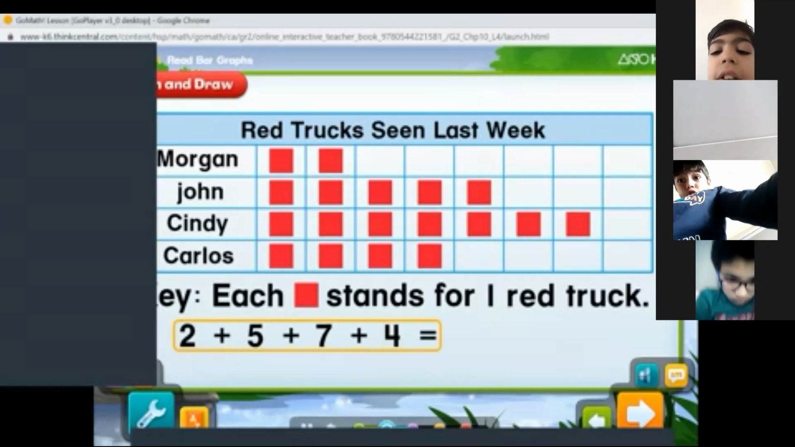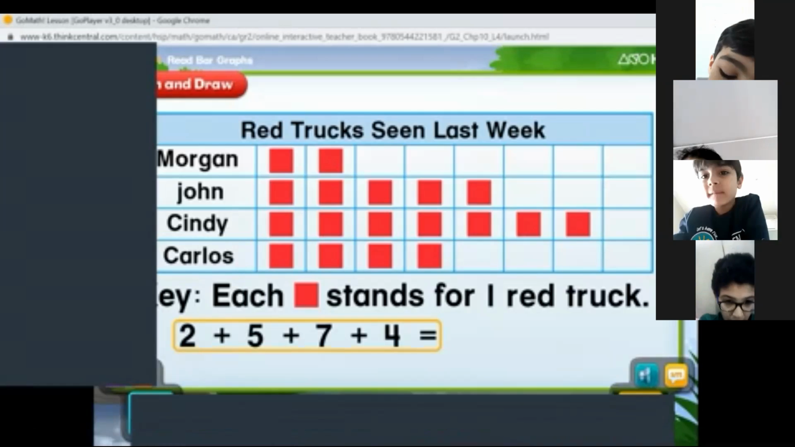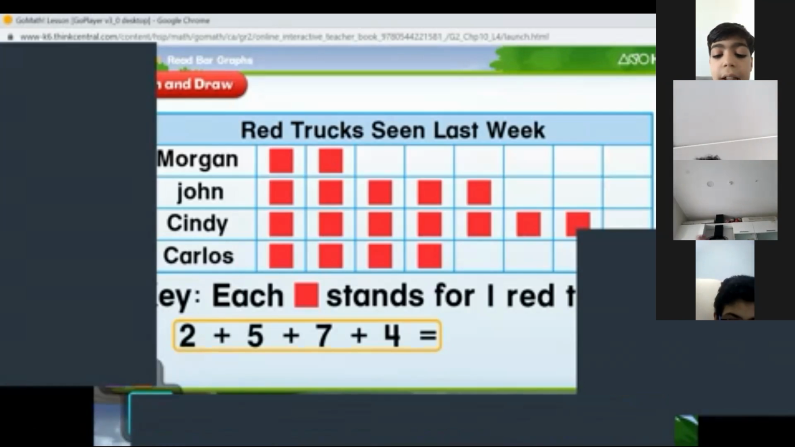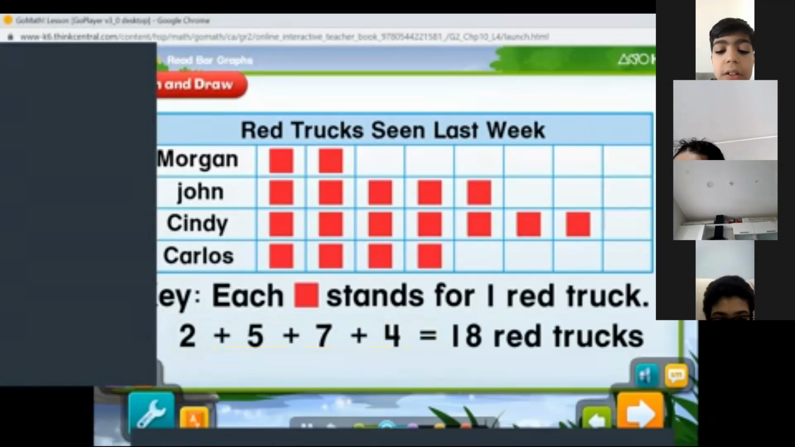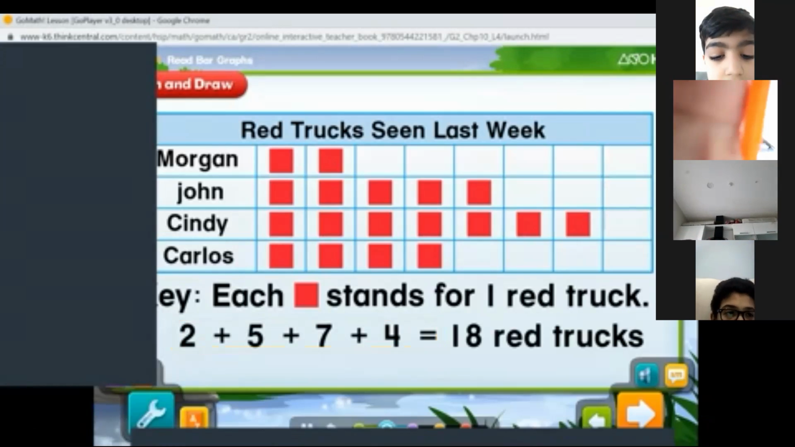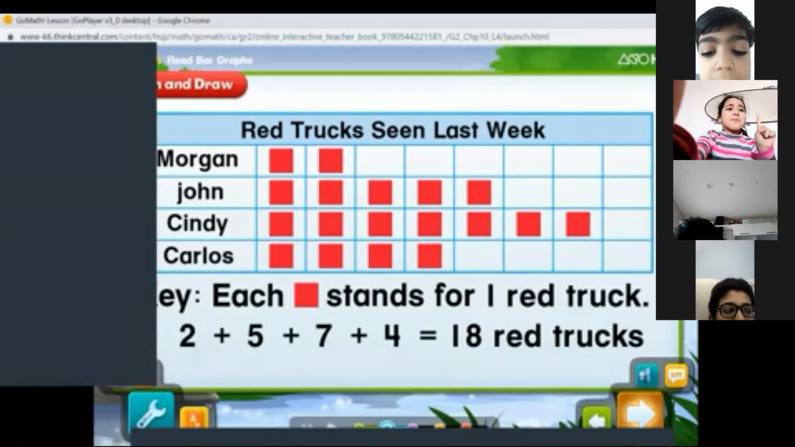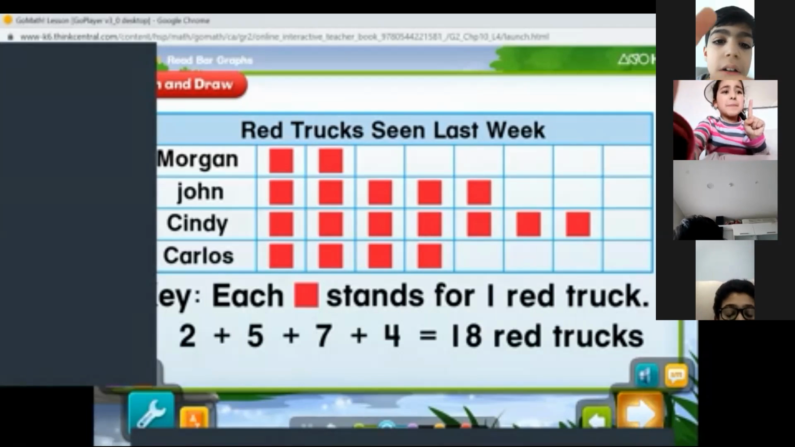You can add the numbers of trucks Morgan and her friends saw to find how many red trucks they saw last week. Who can do this? 2 plus 5 plus 7 plus 4 is equal to 18. The children saw 18 red trucks last week. 18. Okay, they did it.